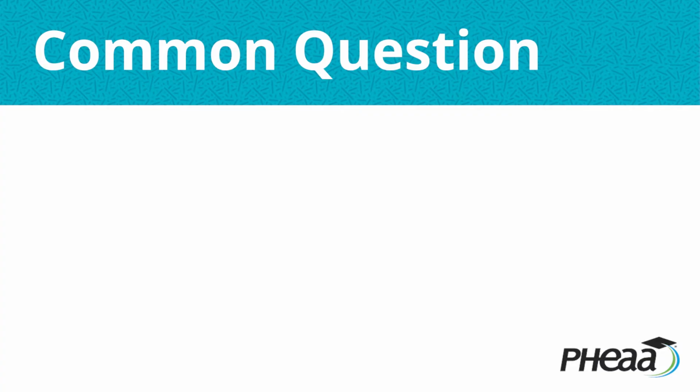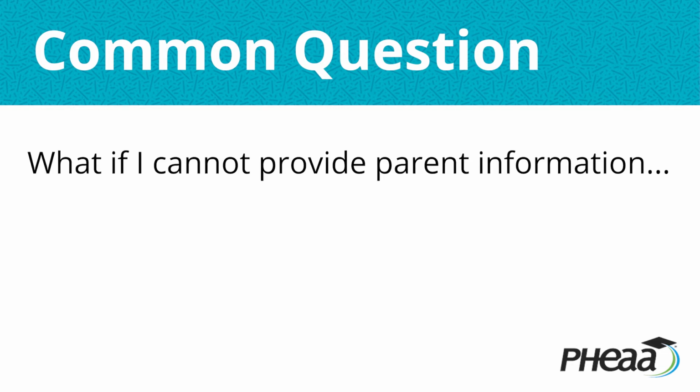Another question I hear from students is, what if I cannot provide parent information? If you are considered dependent, I would strongly encourage you to complete the FAFSA without parent information and follow up immediately with the financial aid office at the school you are attending or planning to attend. Under this situation, you will only be considered for the federal direct unsubsidized Stafford Loan Program. You will not be considered for any federal, state, or school need-based aid.